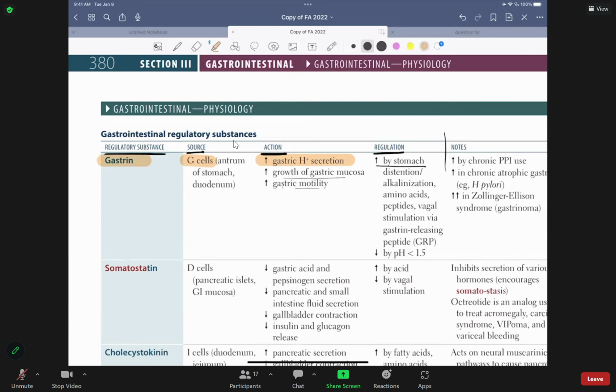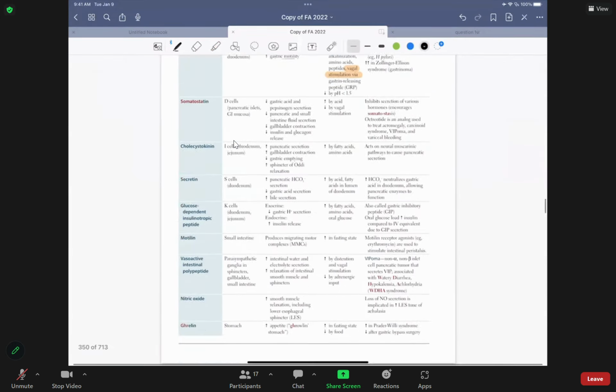How do you know when the food is in the stomach? Distension of the stomach stretches, folks, okay? That's the idea. And of course, there's vagal nerve stimulation also there, okay? So gastrin comes from the G cell that stimulates the parietal cell to produce H+. Is everybody clear, folks? Now, quickly, I want to go to the next page.